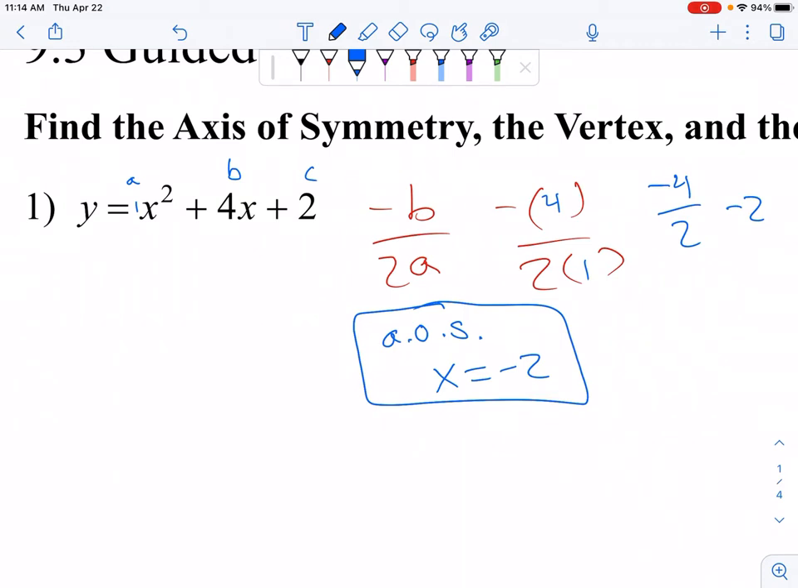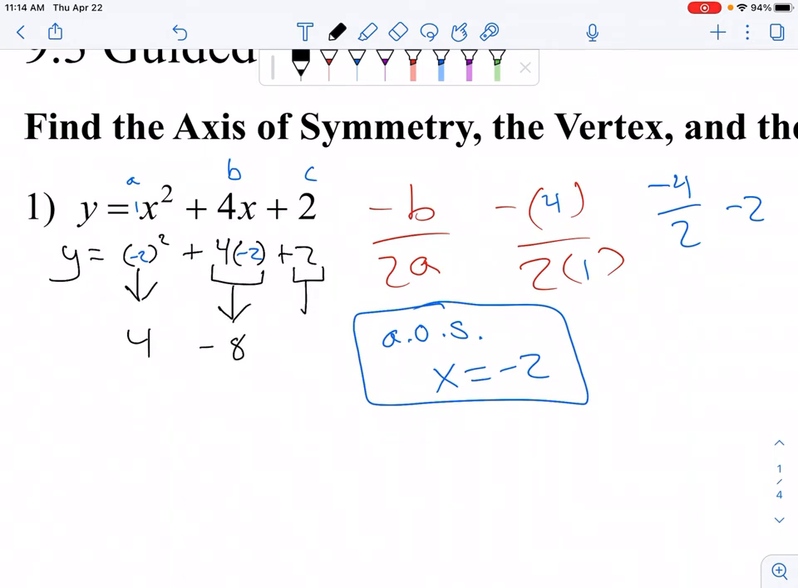We are going to use that by plugging it in. We're going to replace x in our original equation. This is x squared plus 4x plus 2. And we are going to replace x with this negative 2. And then we start to evaluate. So negative 2 to the second power is 4. 4 times negative 2 is negative 8. And then this plus 2 comes down.